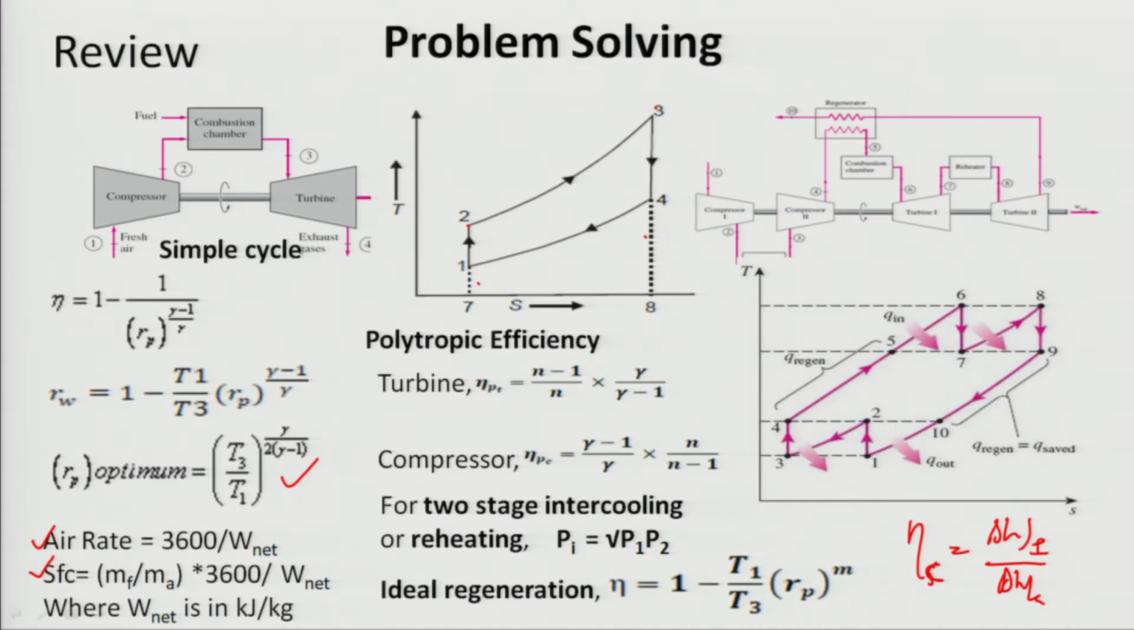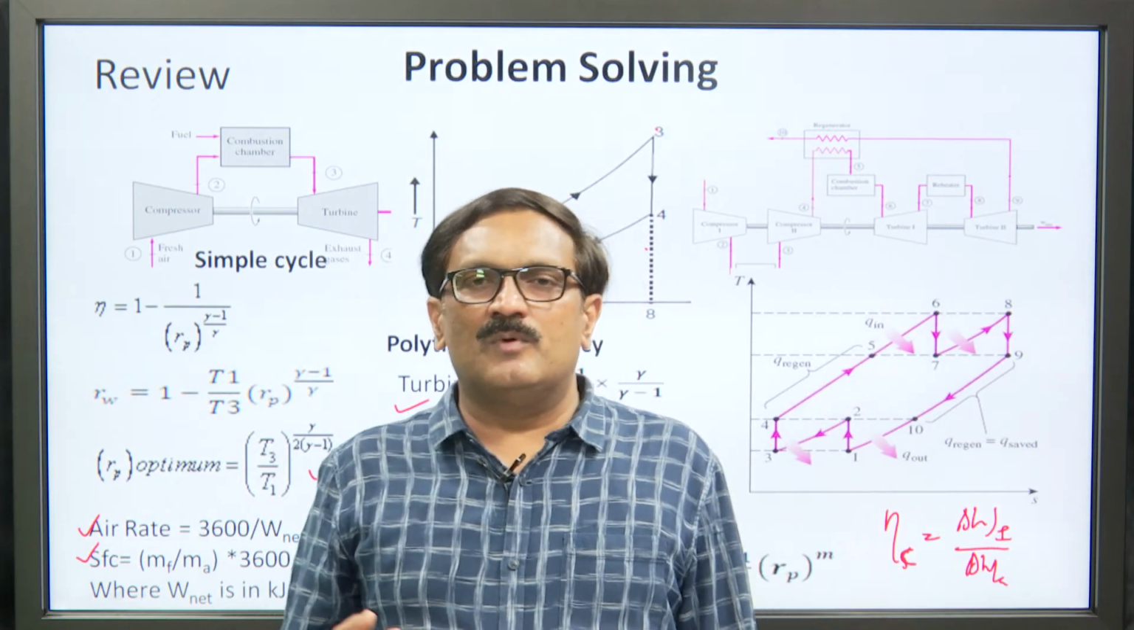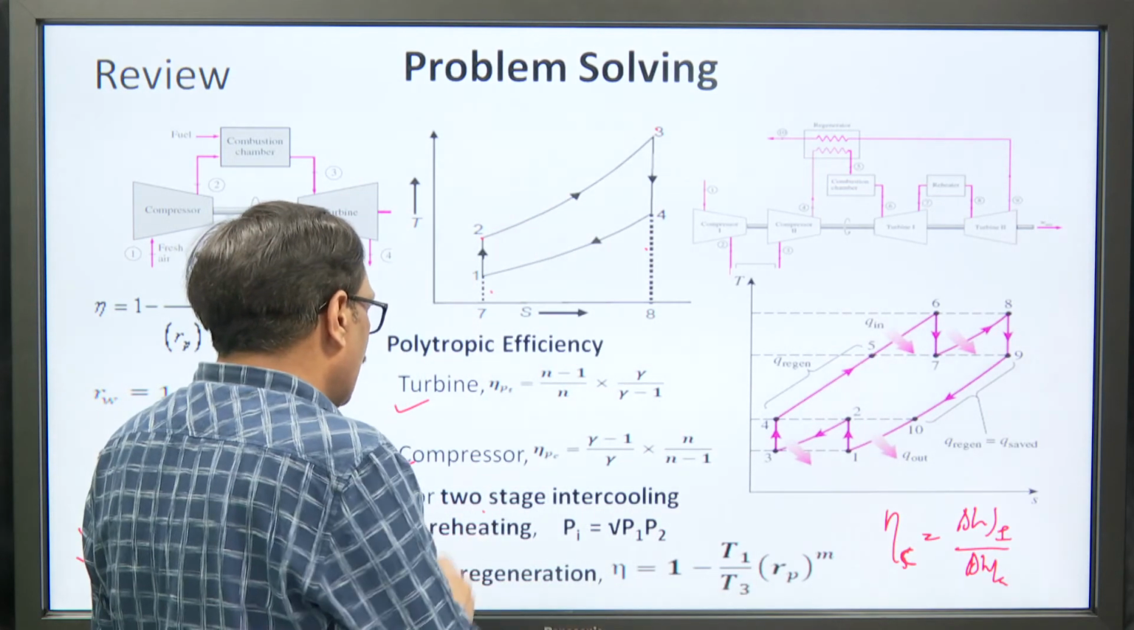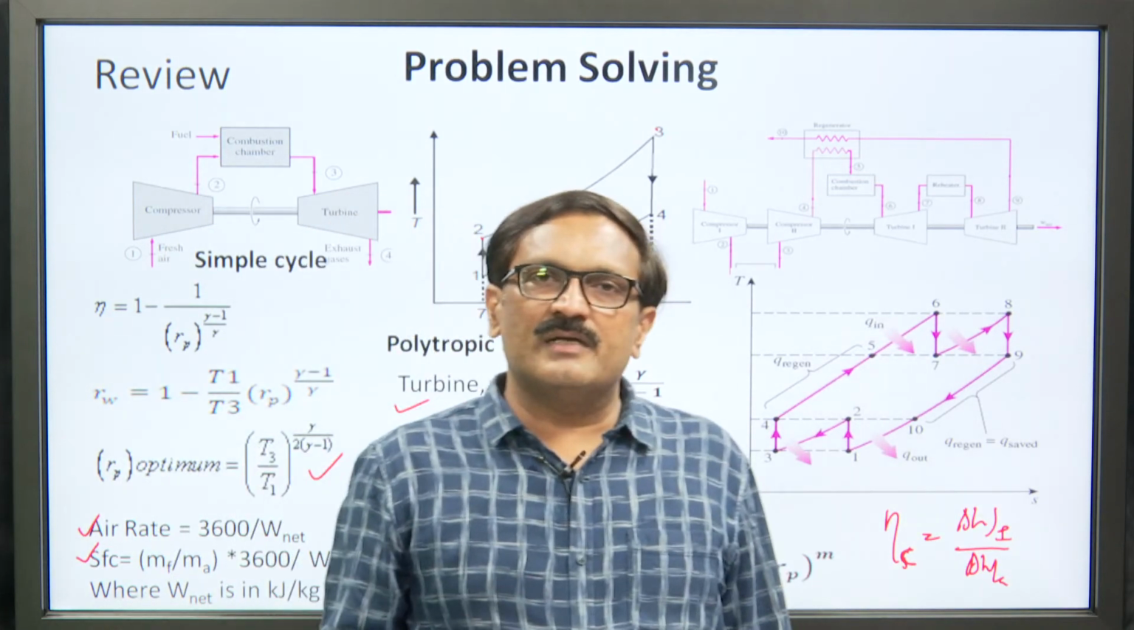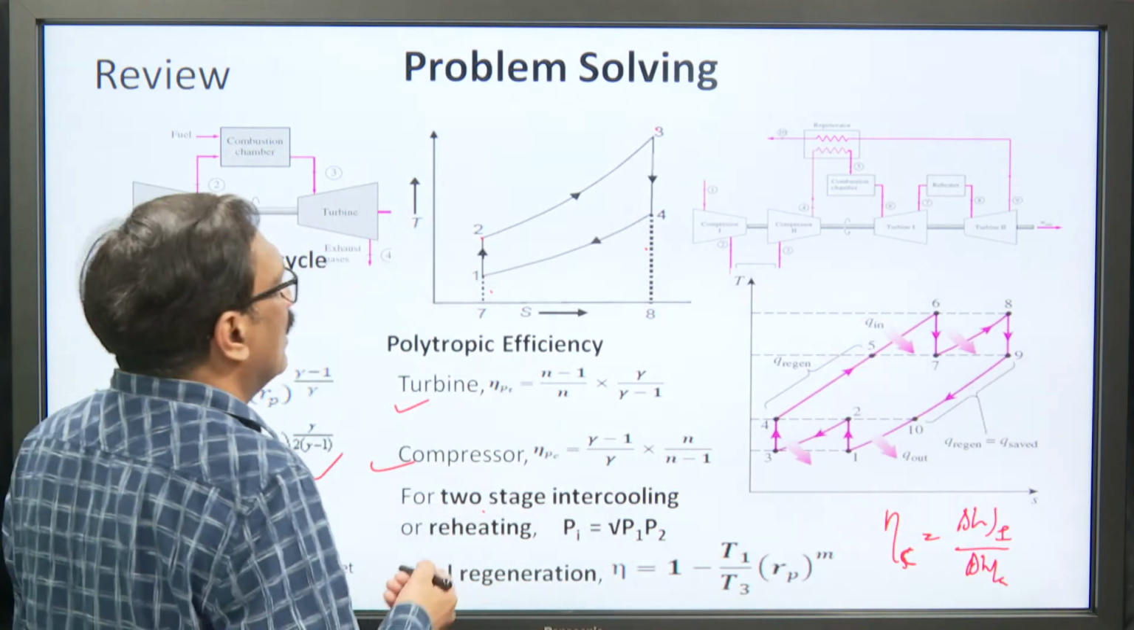Just recall the equations we have taken: the turbine polytropic efficiency and the compressor polytropic efficiency. If we are doing interstage cooling, that is intercooling, with a multi-stage process, or reheating in the turbine, then the optimum intermediate pressure is derived. For ideal regeneration, if the regenerative cycle is there, we discussed the efficiency, how to find the temperature, and the effectiveness of the regenerator.